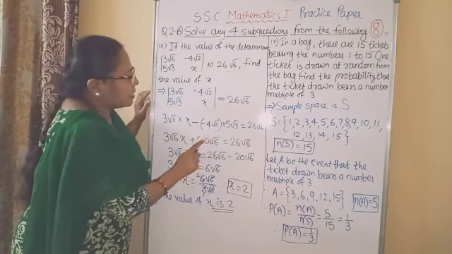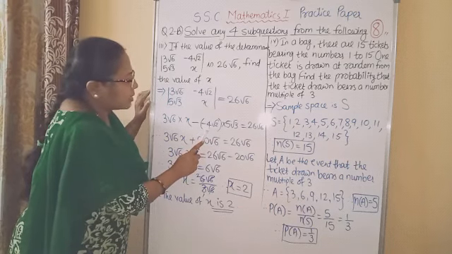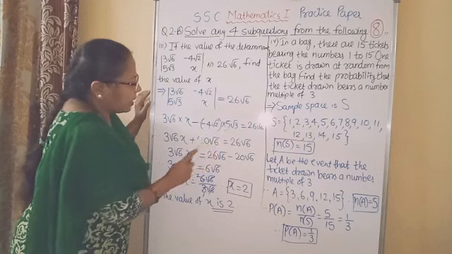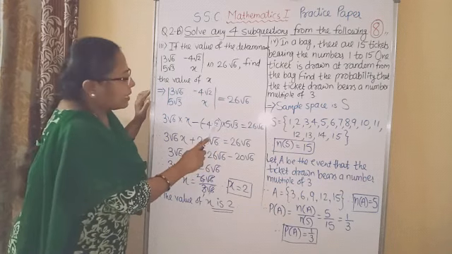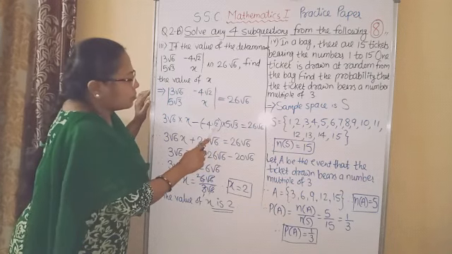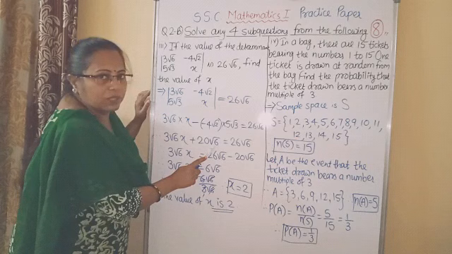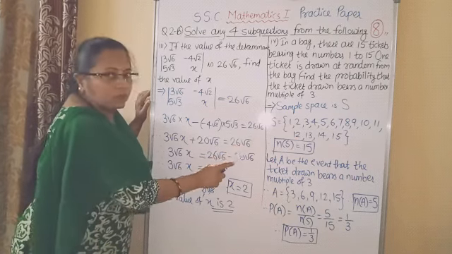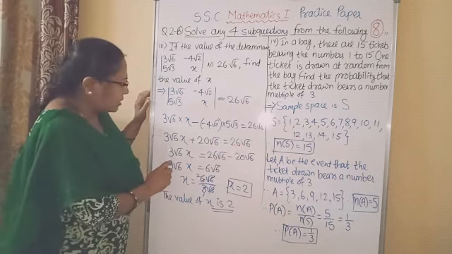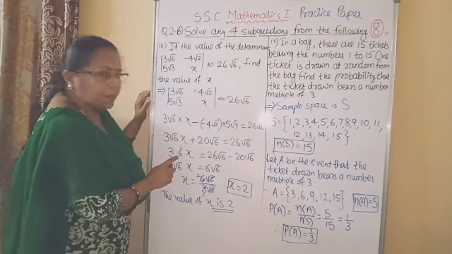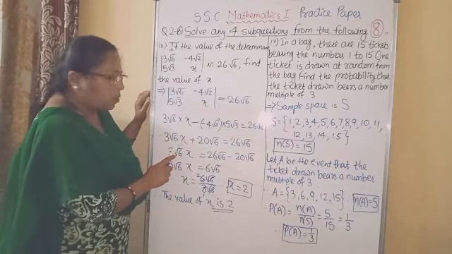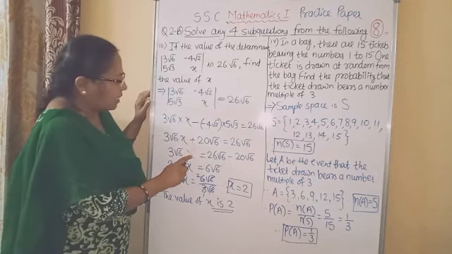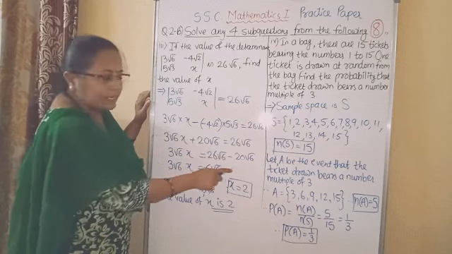While multiplying these, first multiply the rational numbers: 4 5s are 20, and then multiply the irrational numbers: root 2 into root 3 is root 6. So 20 root 6 equal to 26 root 6. Now this is a simple linear equation in the variable x. To solve this equation, first we have to take this 20 root 6 to the right hand side.